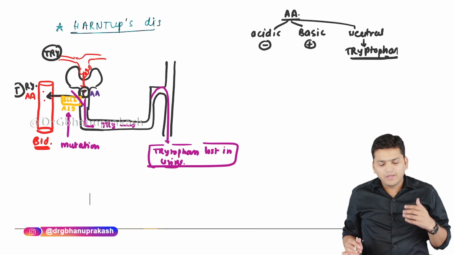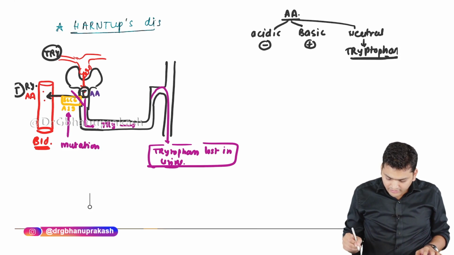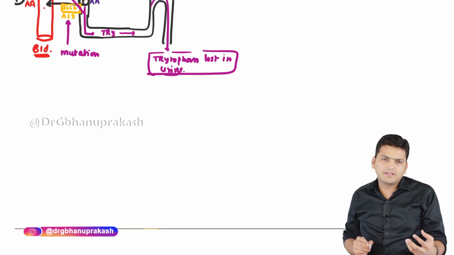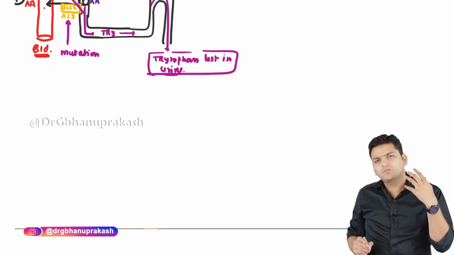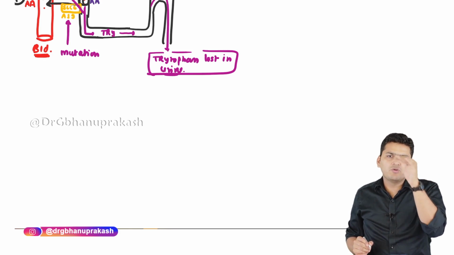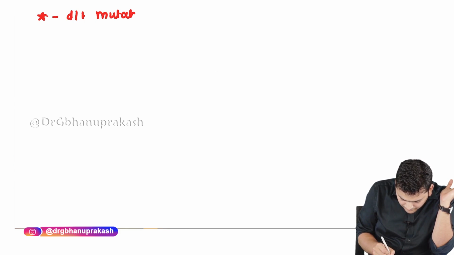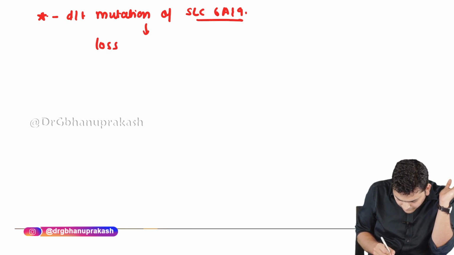So if I summarize what I have discussed about Hartnup's, I can say that Hartnup is because of mutation of one channel, that is SLC6A19, and because of that the neutral amino acid tryptophan is going to be lost in the urine, right? So let's write down this point: what is Hartnup? Due to mutation of SLC6A19, there is loss of tryptophan in urine.